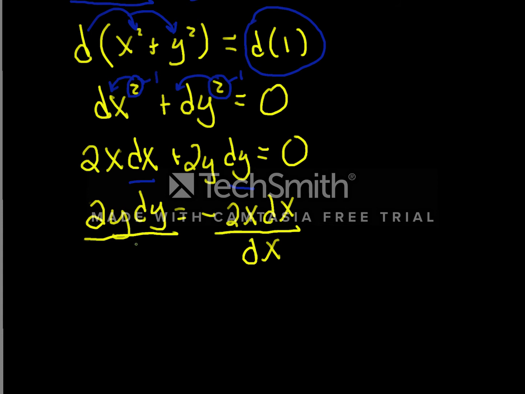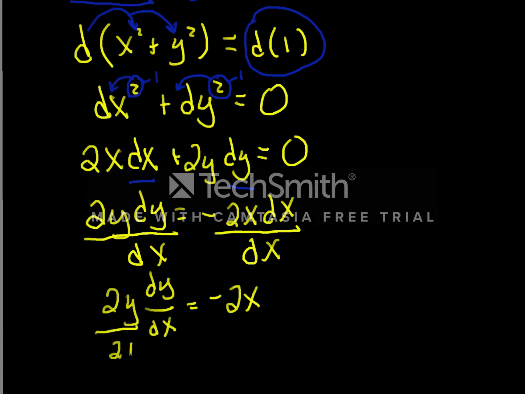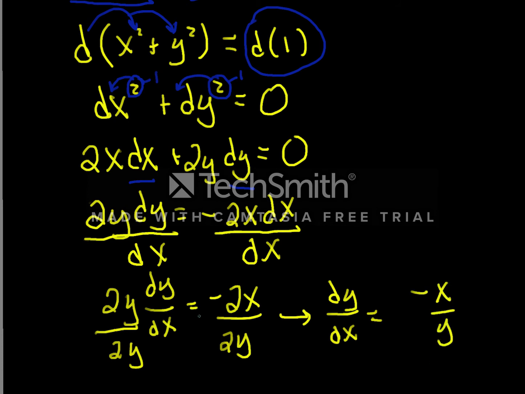Right, because this is just an algebra expression now. Yes, we've got variables that we're not used to seeing from algebra, but dx is simply a new variable that we work with in calculus. And so I get that 2y dy dx is equal to negative 2x. And I want to solve for dy dx, so I will divide again by 2y on both sides, giving me the relationship that dy dx is equal to negative x over y. This is our relationship, the slope at any point.